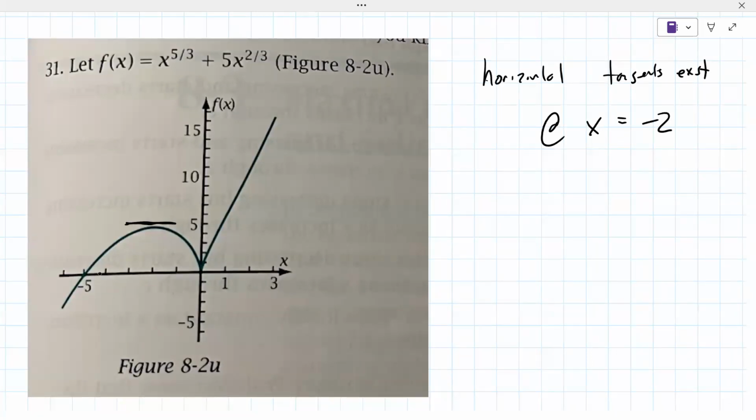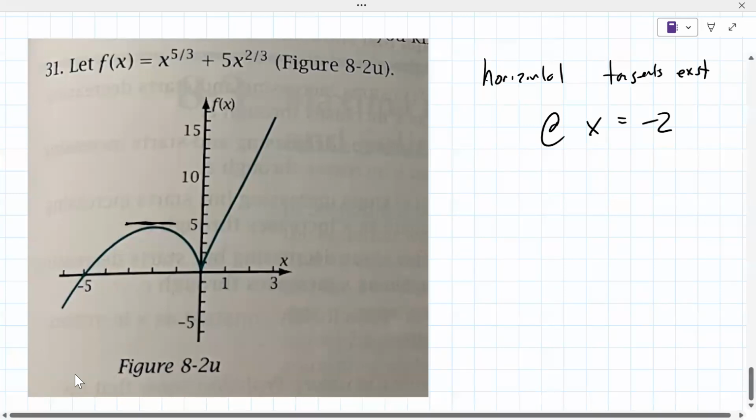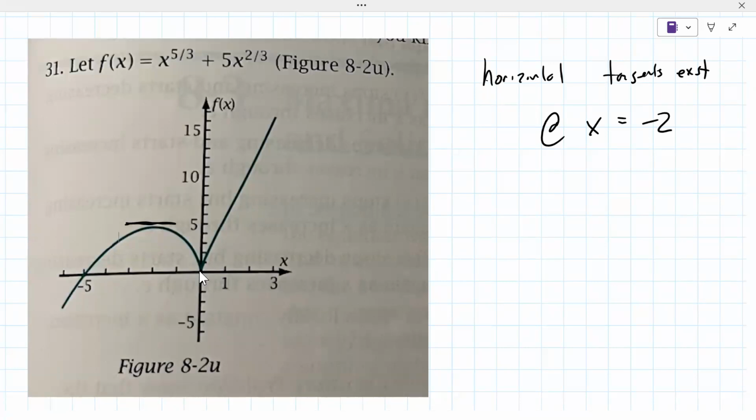Now, how would you describe this to a non-calculus student? What's going on at 0? Like someone who doesn't understand. I would tell him it's a cusp. Okay, but give me now a little bit more mathy language. What does that mean?